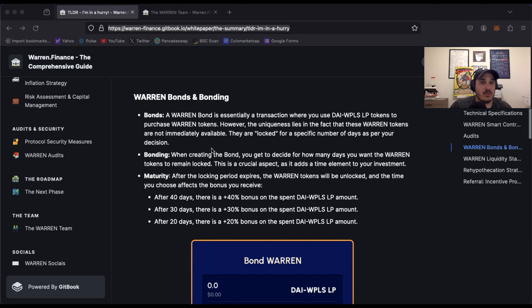Now bonding. When creating the bond, you get to decide for how many days you want the Warren tokens to remain locked. This is a crucial aspect as it adds a time element to your investment. Then we have the maturity. After the lock-in period expires, the Warren tokens will be unlocked, and the time you choose affects the bonus you receive. So of course, the more days you lock, the bigger the bonus is going to be. So after 40 days, there is a plus 40% bonus, 30 days plus 30%, 20 days plus 20% bonus.